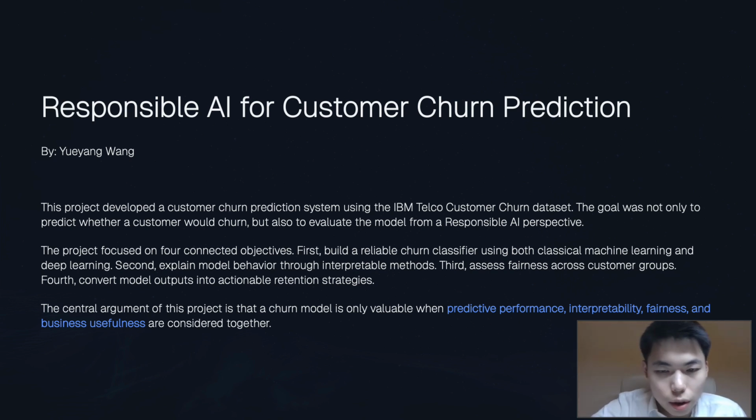First is to build a reliable churn prediction model, and the second one is to explain how the model makes decisions, and the third one is to evaluate the fairness across different customer groups. And the fourth one is to turn the model results into useful retention ideas for the business. And I want to emphasize one point at the beginning. A churn model is not truly useful if it only gives predictions. It should also be interpretable, fair, and actionable. And this is the main idea behind this project.